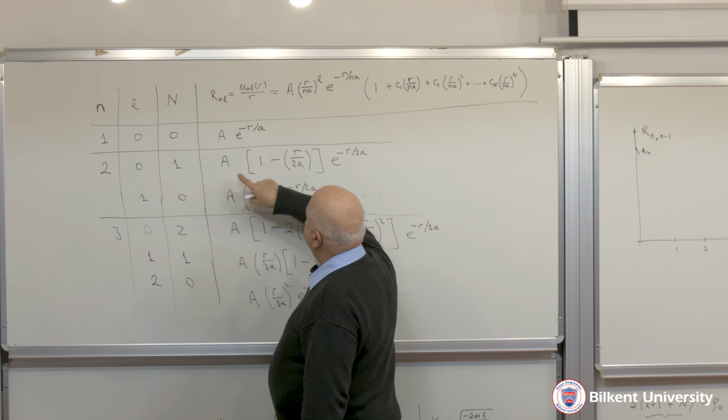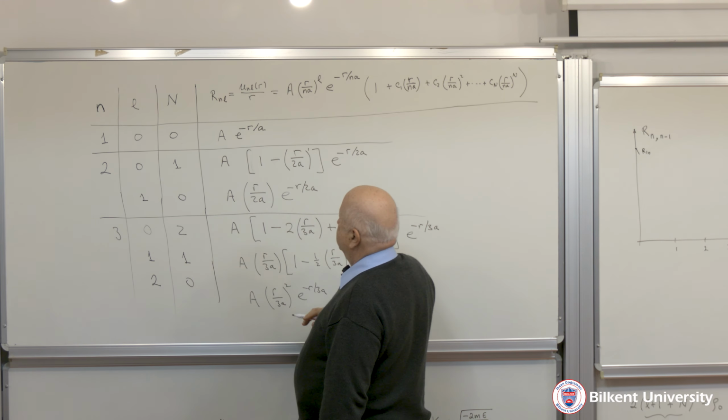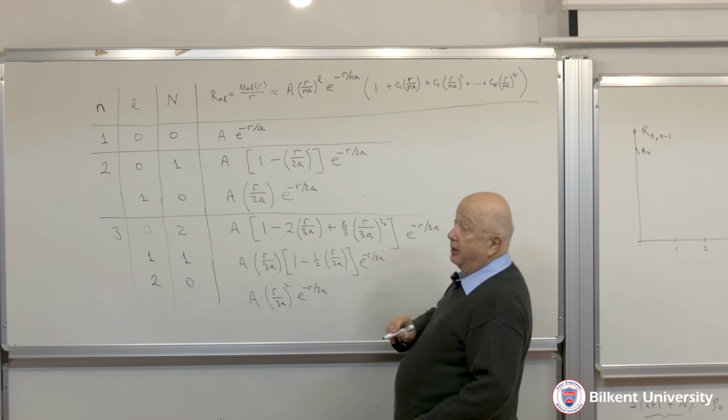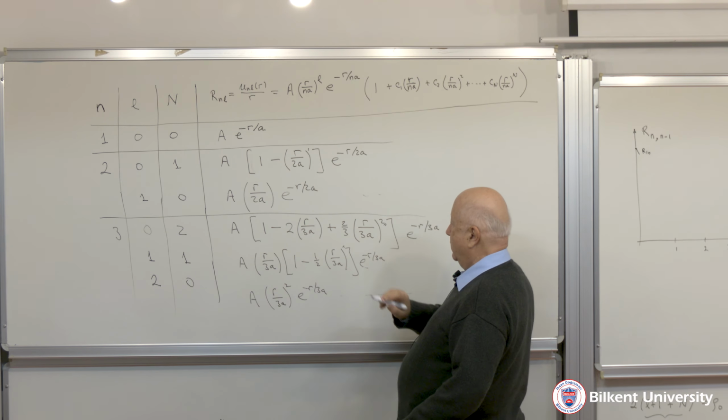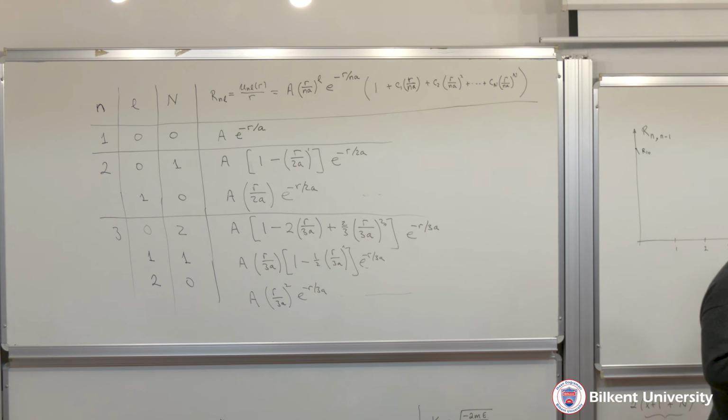Okay, so here you see this goes up to 1. Here it goes to 0 because it doesn't even appear. Here it goes up to second order. Okay, so that's our N. And here it's 1 again. So N, capital N, is the power of R, the largest power of R in the polynomial.